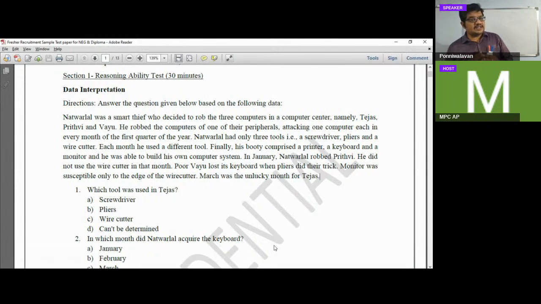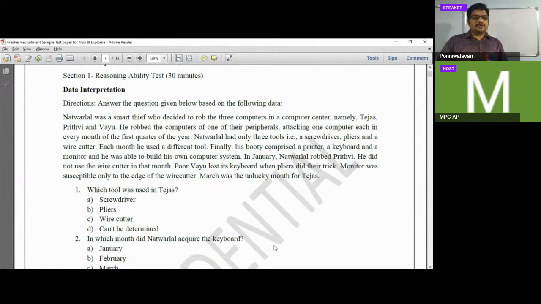Natwarlal had only 3 tools: a screwdriver, pliers and a wire cutter. Each month he used a different tool. So he has only 3 tools and only 3 months. If one tool is used, it will not be used in any other month.